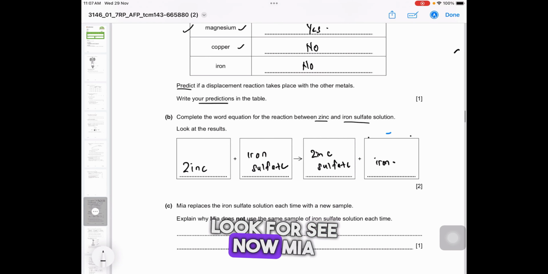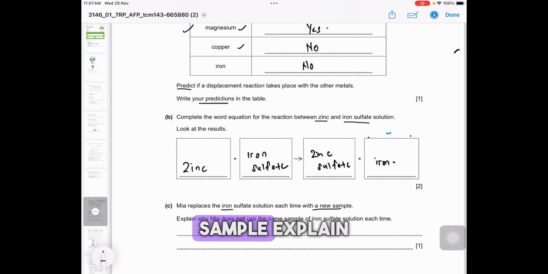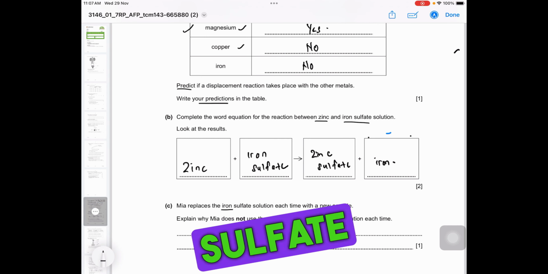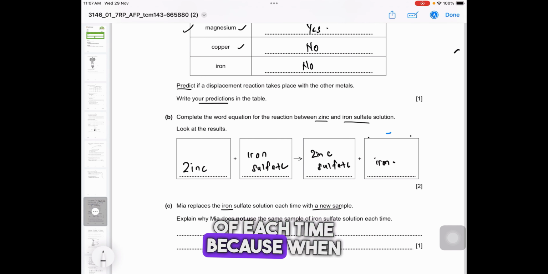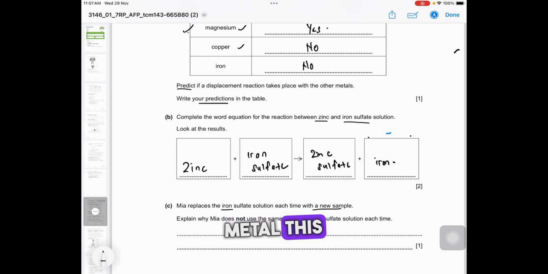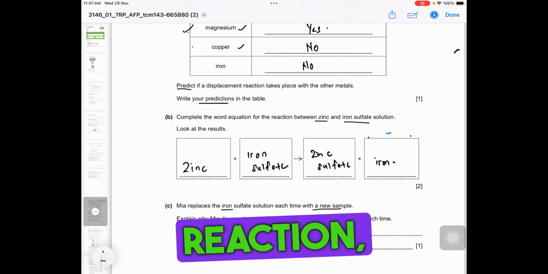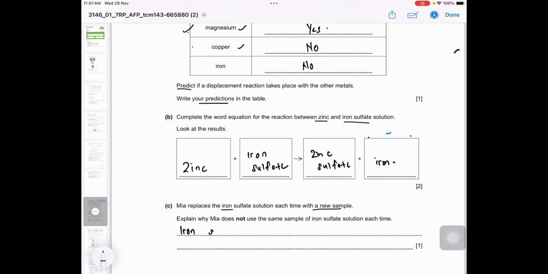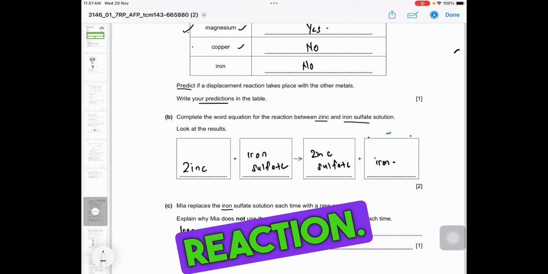Okay, look at C now. Mia replaces the iron sulfate solution each time with a new sample. Explain why Mia does not use the same sample of iron sulfate each time. Because when we use a different metal this time, we need to replace it with new iron sulfate, because we already used up the iron sulfate in the first reaction. So iron sulfate is used up in the first reaction.